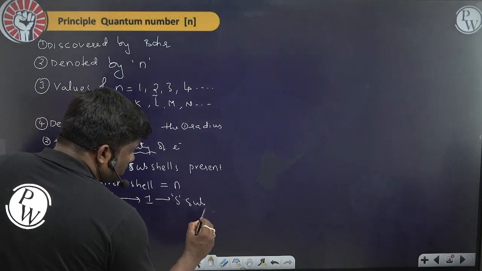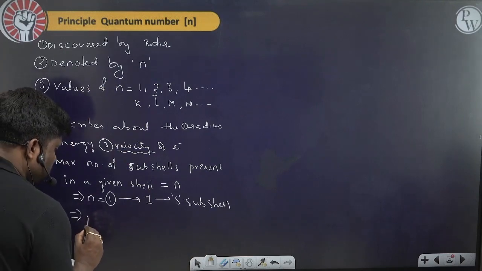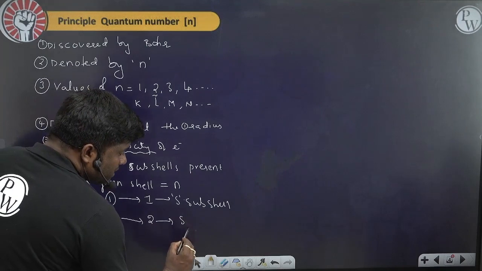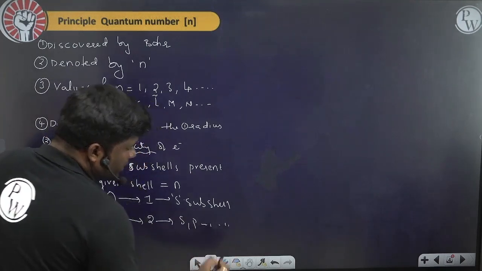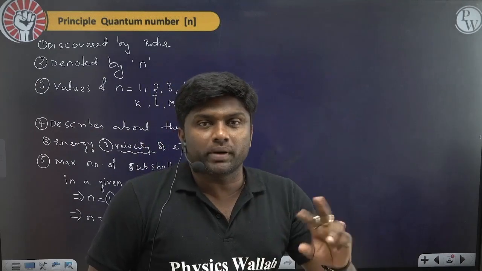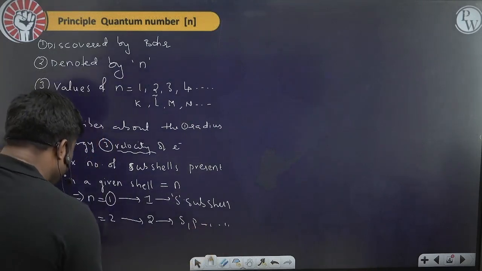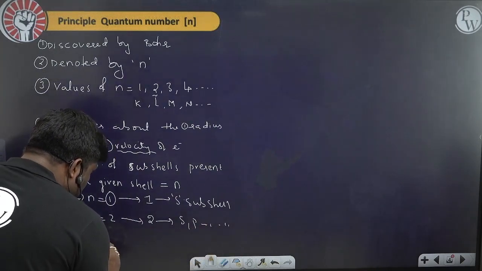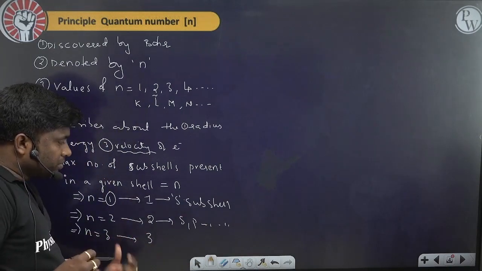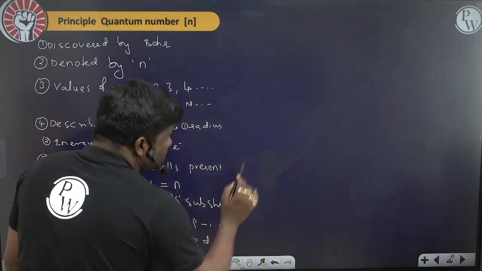Which subshell is there? The s subshell. Next, if n value is 2, the number of subshells is also 2. What are they? The s and p subshells. In the first shell only the s subshell is there. The second shell, or second orbit (a shell is also called an orbit, not an orbital). And if you have the third shell, the number of subshells is 3. What are they? The s, p, d subshells.